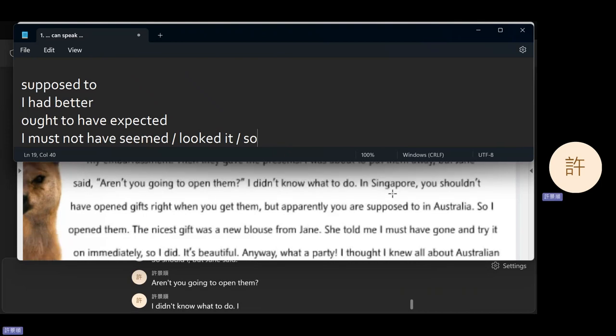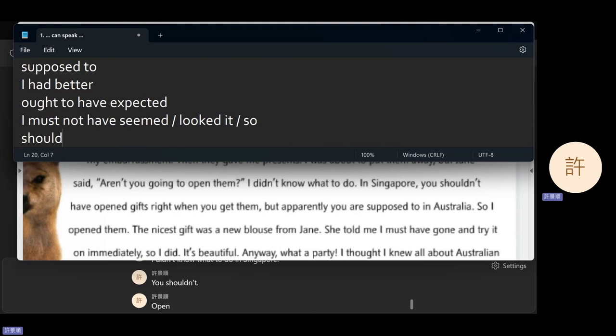In Singapore, you shouldn't open gifts right when you get them. So in this case, this is a rule. It's a general rule. So there's no question of time. Use the simplest form. But apparently you are supposed to in Australia. Okay, so she's in Australia.